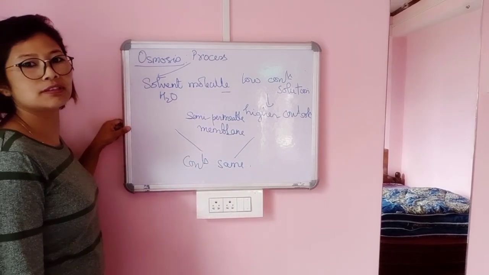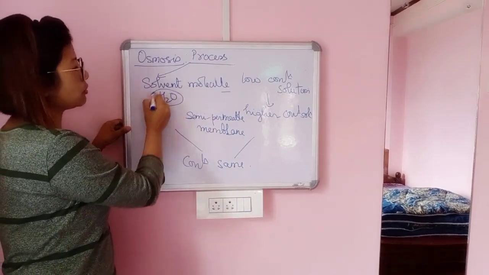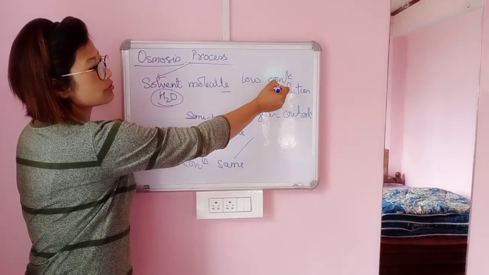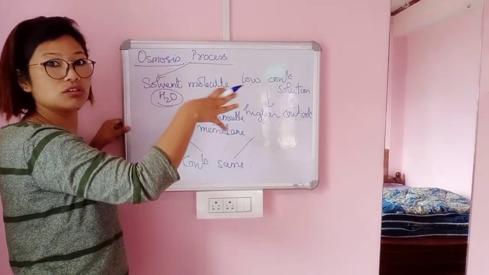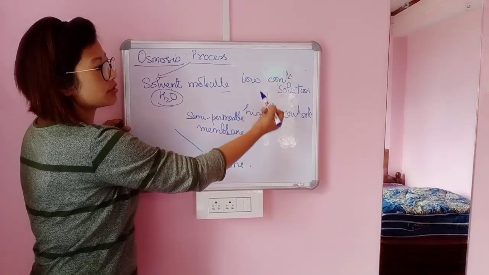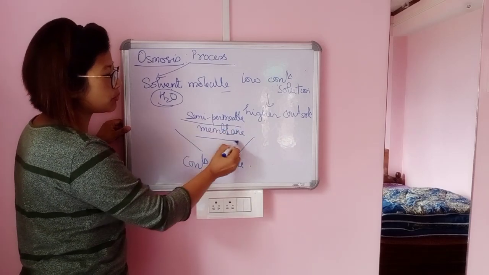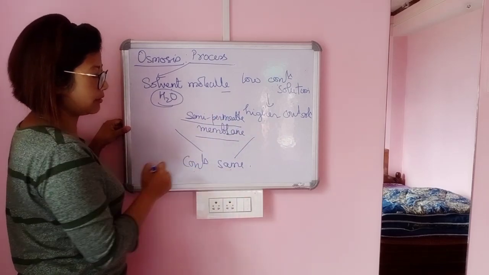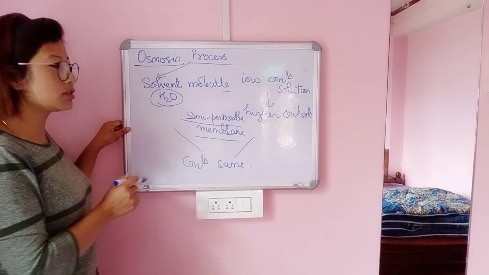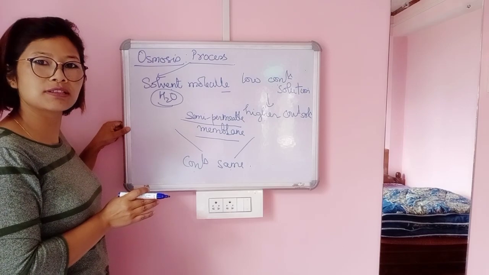Remember this. Osmosis is the process in which the water molecule or solvent molecule moves from a low concentrated solution, you know what a solution is, solute and solvent together form a solution, from a low concentrated solution to a higher concentrated solution through a semi-permeable membrane until the concentration is the same. This process is called osmosis.